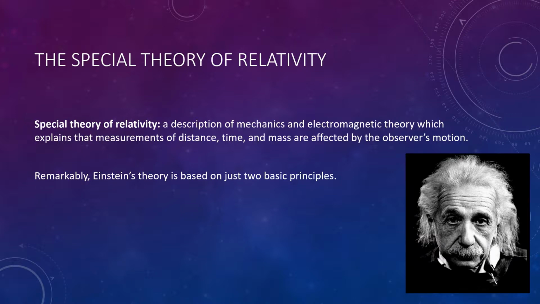The special theory of relativity is a description of mechanics and electromagnetic theory formulated by Albert Einstein, which explains the measurements of distance, time, and mass as they are affected by observers' motion. In particular, the distance between 2 points is not an absolute, nor is the time interval between 2 events. Instead, the values that you measure for these quantities depend on how you are moving, and these values are relative to the observer. Remarkably, Einstein's theory is based on just 2 principles.